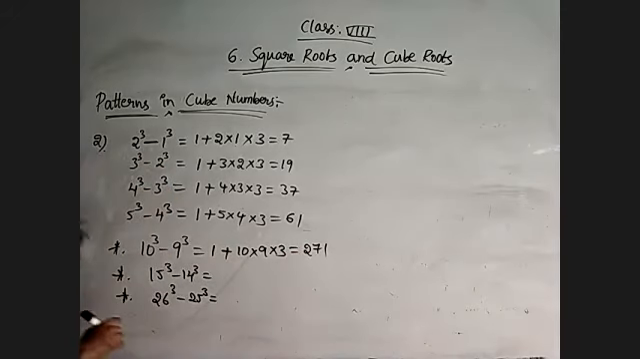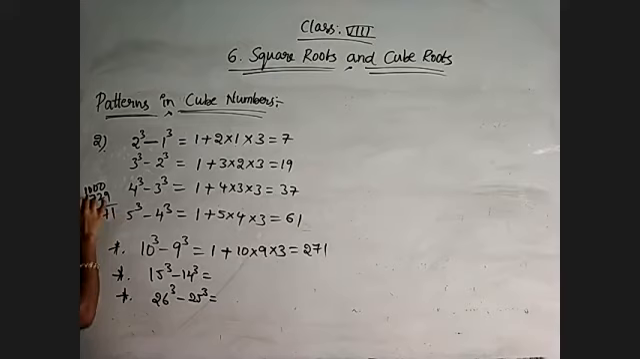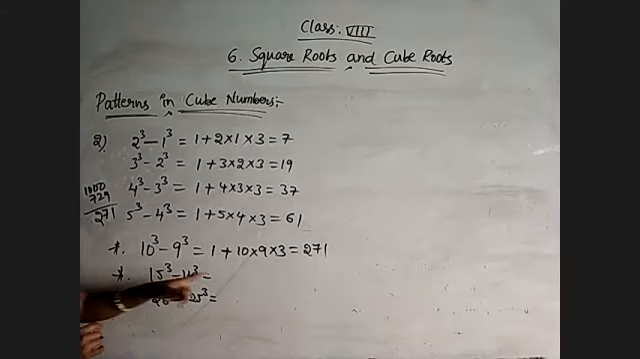Whether it is correct or not, check. 10 cube is 1000. 9 cube is 729. 10 minus 9 is 1, 9 minus 2 is 7, sorry, 9 minus 7 is 2, so 271.